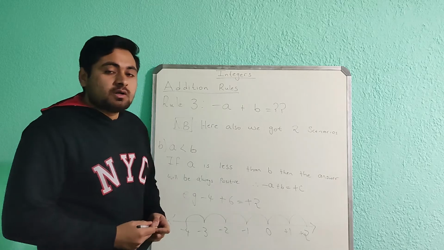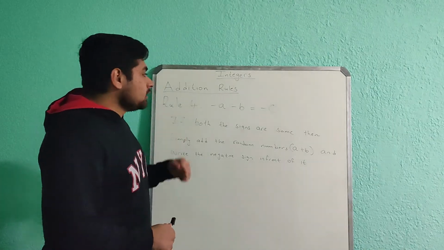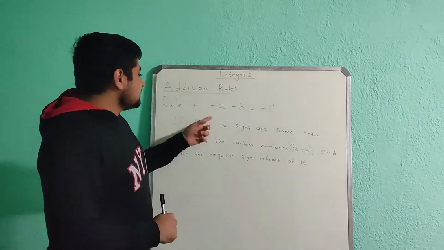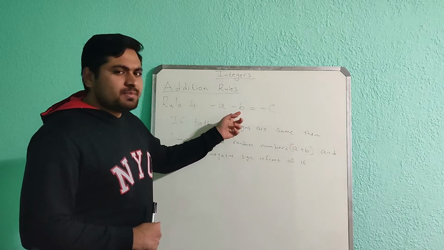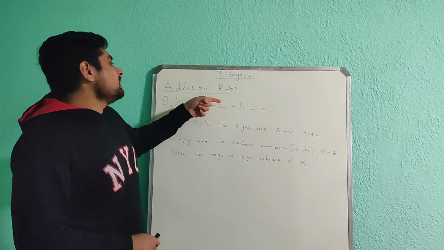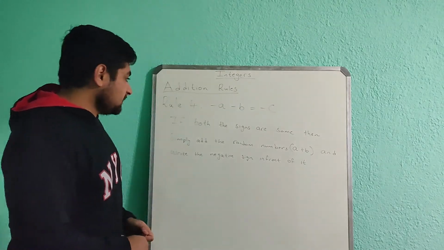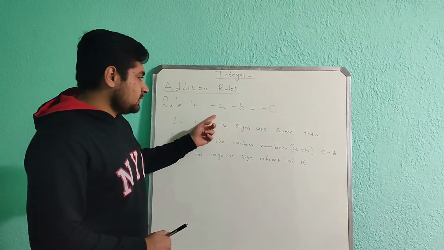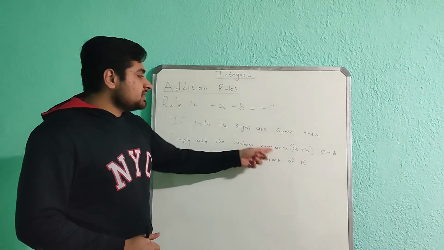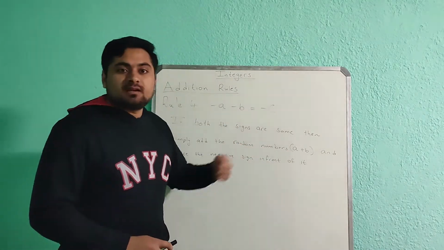So now let's move on to rule 4 and see how that works. Now the last rule, rule 4. This is one of my favorite rules because it's easy. It says minus A minus B is equal to minus C. Right? So if you have minus A and minus B, your answer will always be minus. So if both the signs, which is negative, are the same, then simply add the numbers, which is A and B, and write the negative sign in front of it.